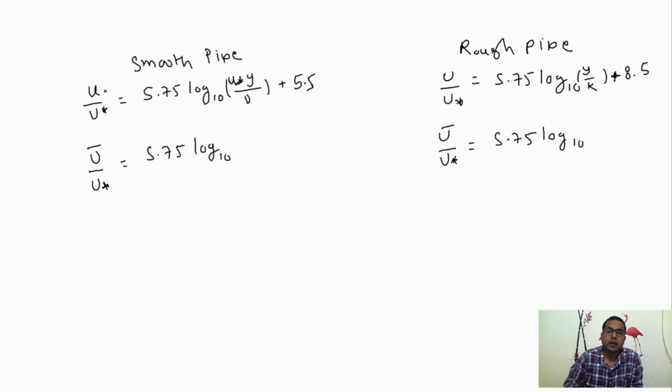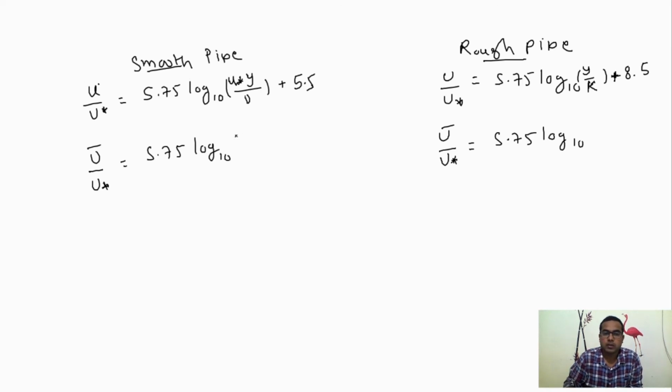So writing the equation for velocity distribution, U is a function of Y, so Y should be here. In both conditions, rough and smooth pipe, Y should be inside. And what is the difference? For the smooth pipe you have U star and the kinematic viscosity, because viscous flow predominates in the laminar region, so you have the kinematic viscosity here. And in the rough pipe you have the average roughness, so in the expression you have average roughness here.